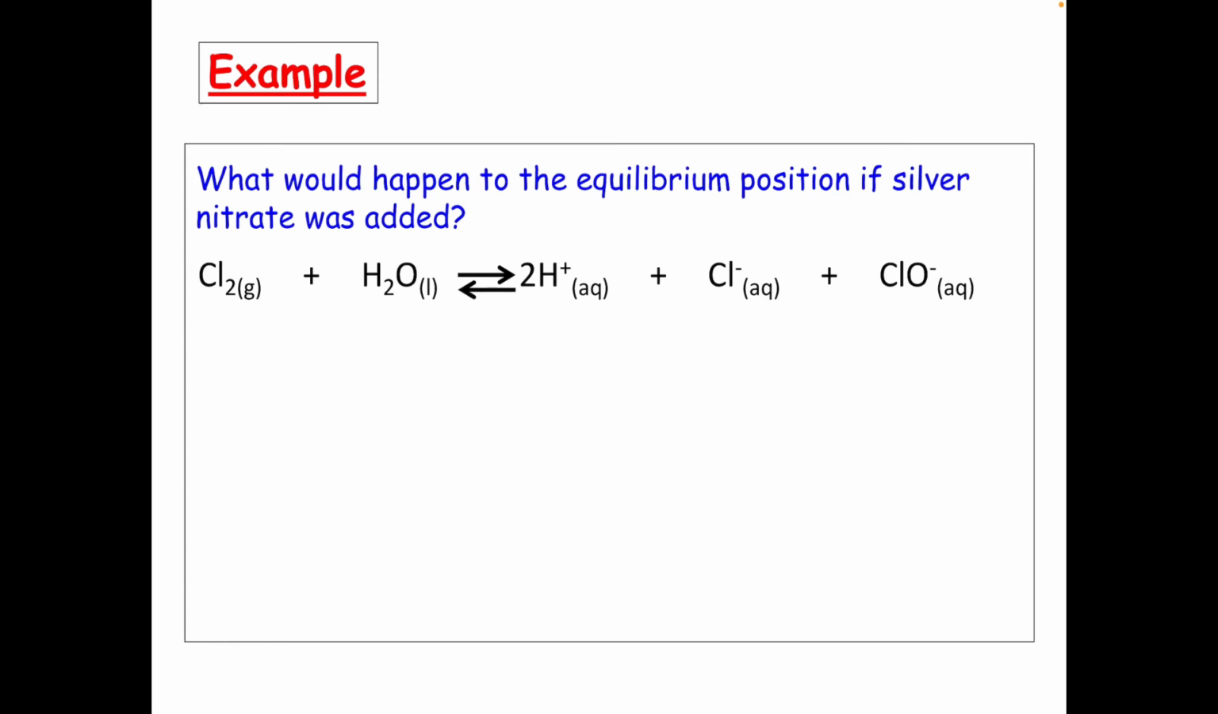Well, I told you in the previous slide that if you add in something that's got silver ions, then usually that is going to form a precipitate with something. Remember silver is plus, so it's going to form a precipitate with something that would be negative. If you go to page 21 of your data booklet, you would see that silver chloride is insoluble. That means that it would form a precipitate.